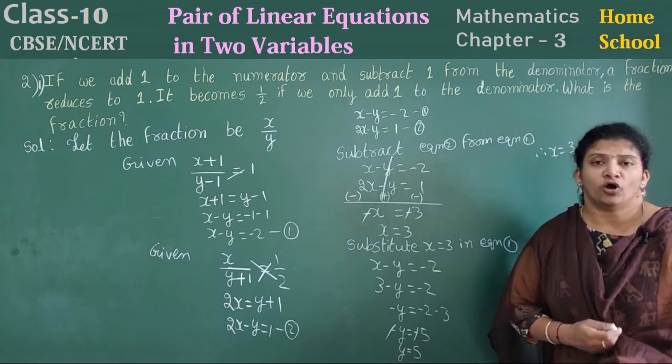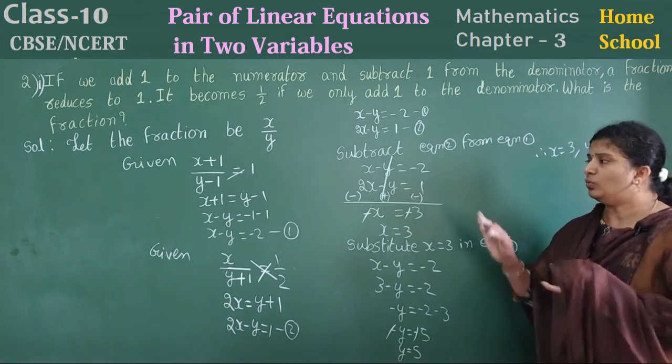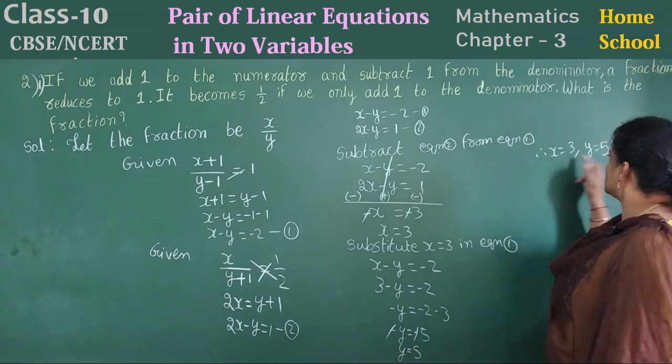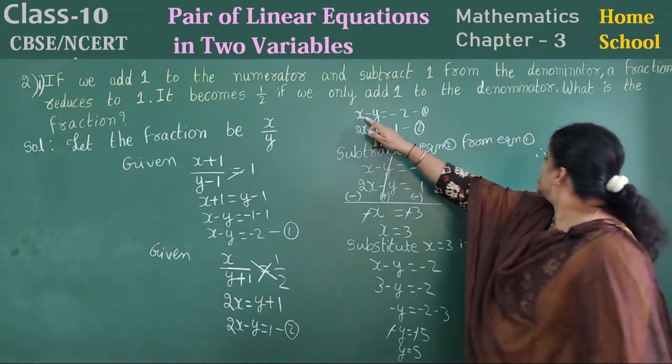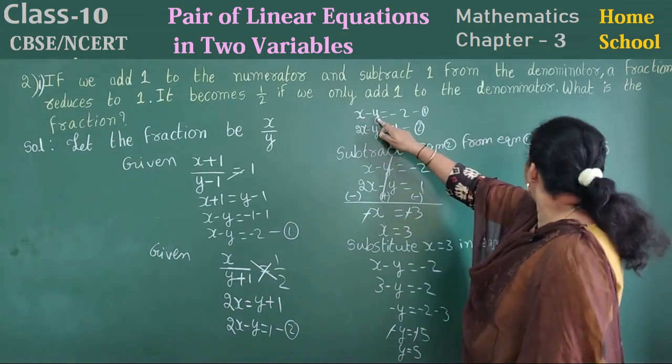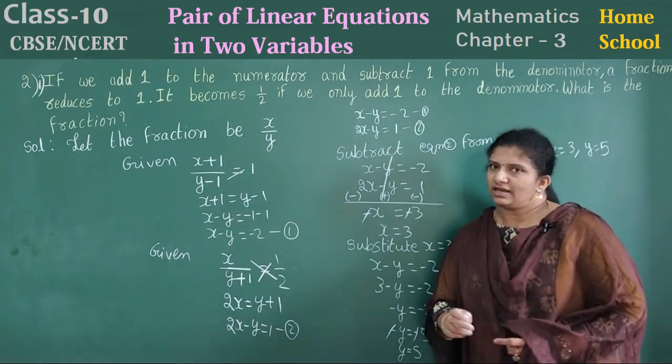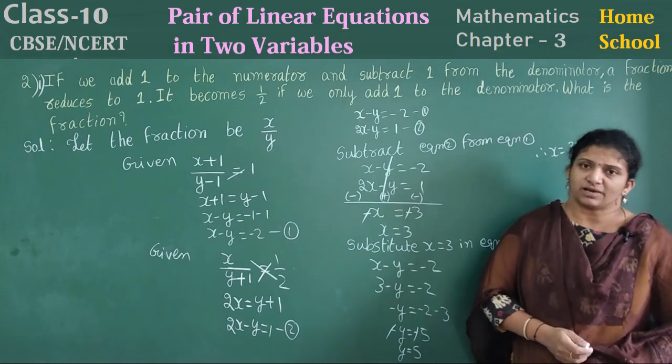Suppose if you got any doubt whether what I have done is right or wrong, how can you check? Substitute this in any of the equations. So x value is 3, y value is 5, right? 3 minus 5 is minus 2. Yes, correct. Now, do you feel our answer is completed?